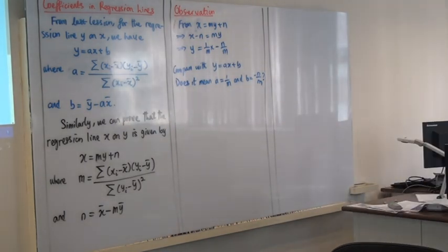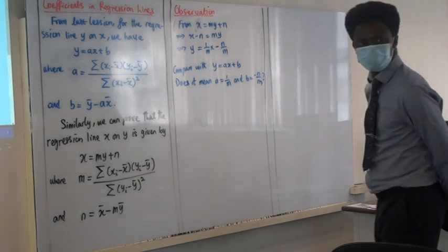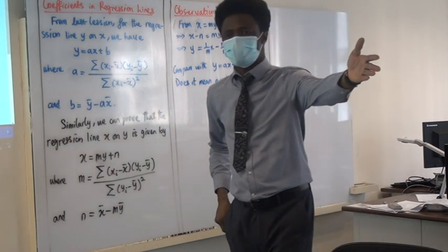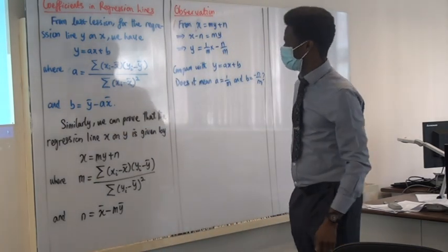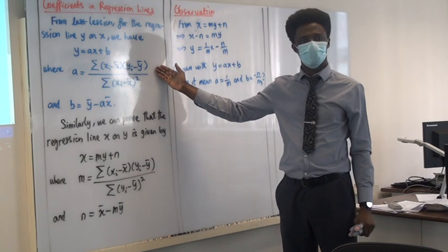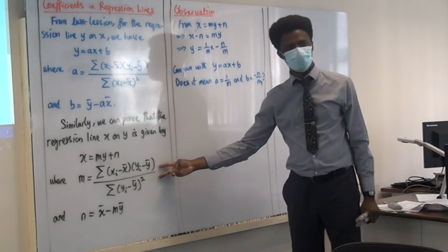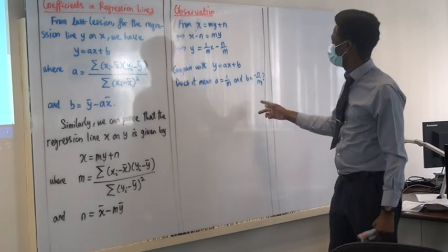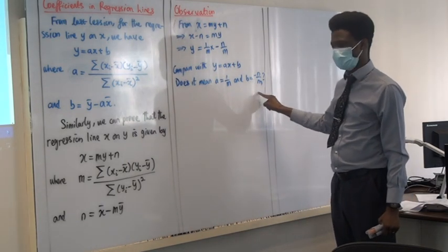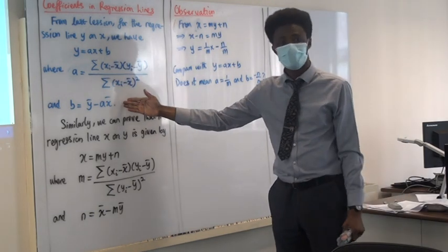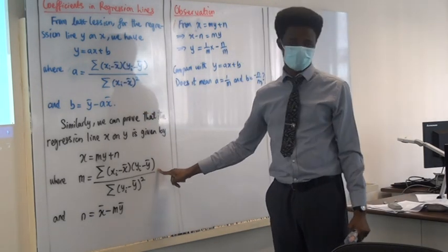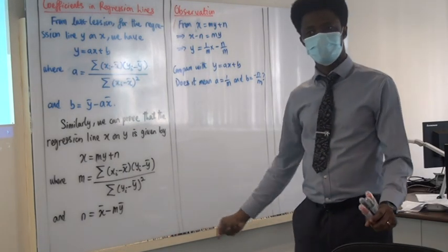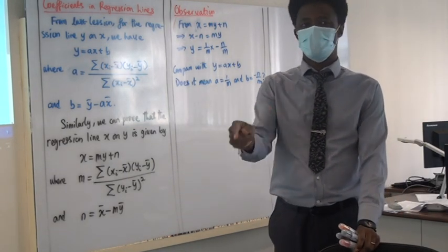Yes, sir? No. Why? Because when a is the formula and you flip that around, it's not 1 over m. Can you give him a round of applause? That's it. If you look at your a here, 1 over m means when you flip this around, do you get the same thing? No. And look at your b, minus n over m. There is no way negative this divided by this gives you the same thing as that. So this is evidence that regression line x on y and y on x are not the same.